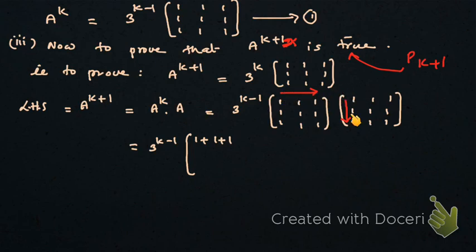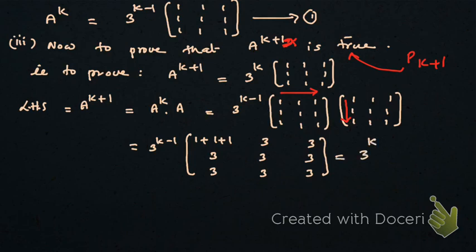The first row goes along the first column: 1 into 1 plus 1 into 1 plus 1 into 1. That's 1 plus 1 plus 1, which is going to be 3. And when I do first row into the next column, I get again 1 into 1 plus 1 into 1 plus 1 into 1, which is again 3. And the first row into the third column, I'll get 1 plus 1 plus 1. So I'll get 1 plus 1 plus 1 everywhere, in all 9 places. Isn't that 3? So I save some time by writing them all as 3.